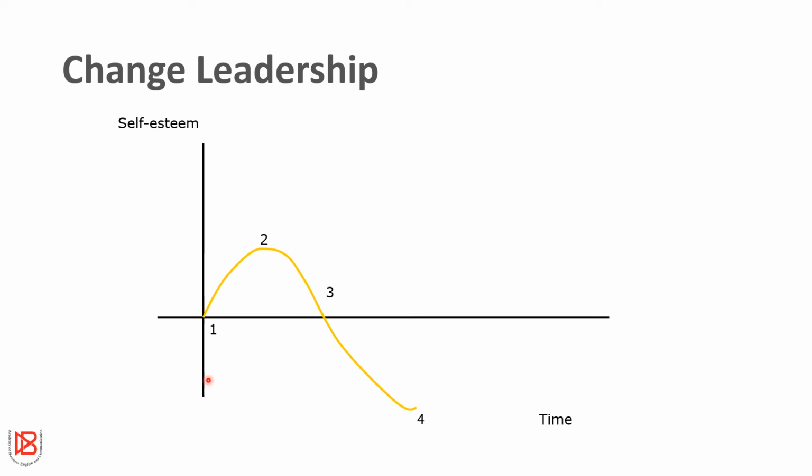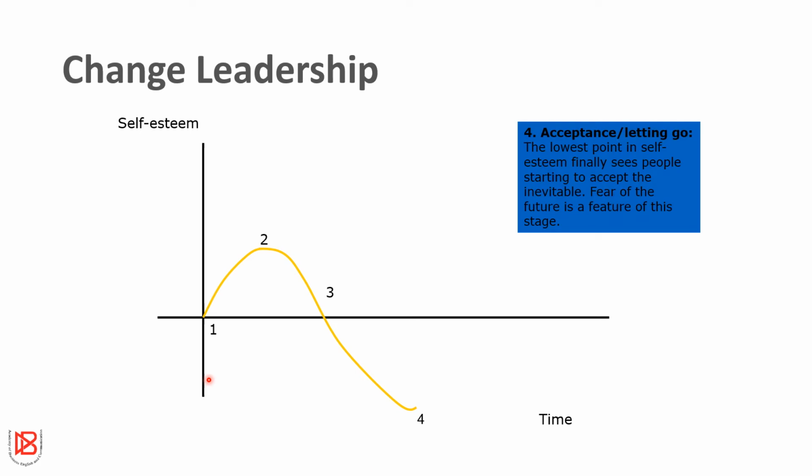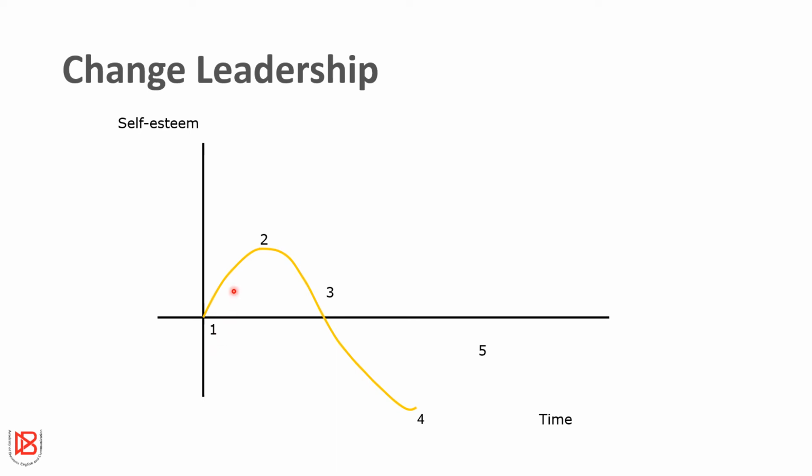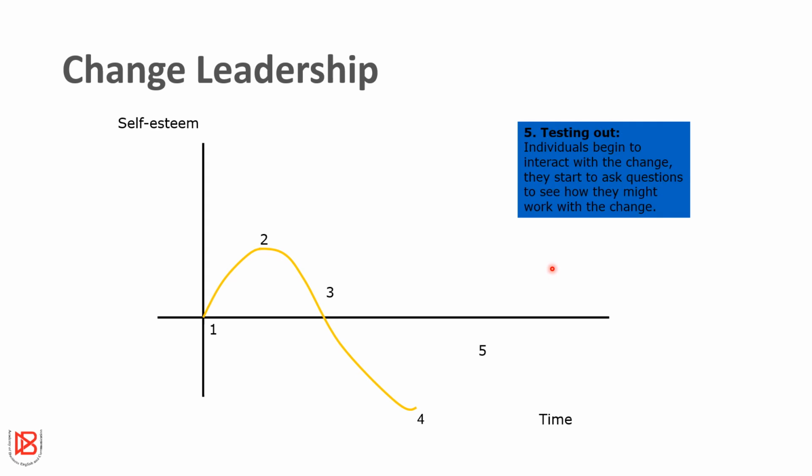to the lowest ebb altogether. This is the fourth step, which is acceptance: the fact that the situation is much more powerful. As an individual, you have to go with the flow, and at the lowest point in self-esteem, people finally start to accept the inevitable. Fear of the future is a feature of these days. And as we go for acceptance, there is something called the movement that happens around it. It is all about testing out.